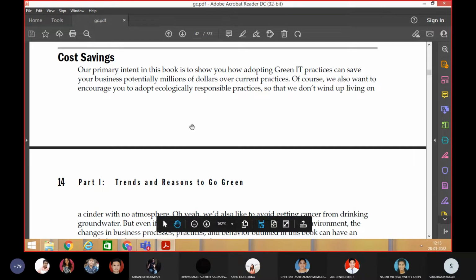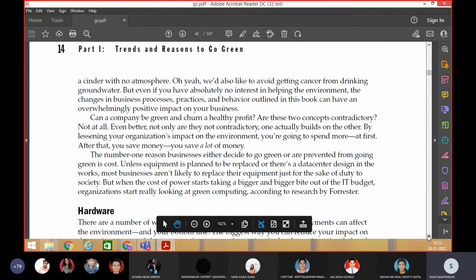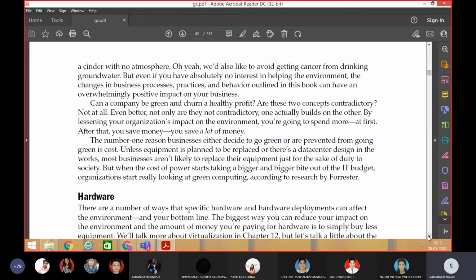Cost savings. Our primary intent in this book is to show you how adopting green IT practices can save your business potentially millions of dollars over current practices. Of course, we also want to encourage you to adopt ecologically responsible practices so that we don't wind up living on a cinder with no atmosphere. We are living in one atmosphere, and there should not be nothing out there. So we would also like to avoid getting cancer from drinking groundwater. That is another thing.